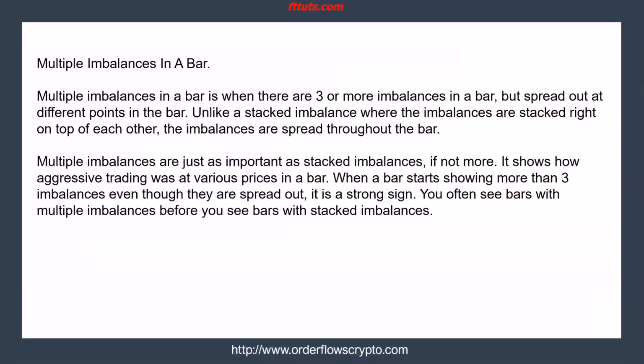So what I was just alluding to a second ago, the multiple imbalances in a bar. Multiple imbalances in a bar is when there are 3 or more imbalances in the bar, but spread out at different points in that bar, which is unlike the stacked imbalance, right? Stacked imbalances have to be stacked neatly on top of each other. Multiple imbalances in a bar are in the same direction, but spread out throughout the bar. And they're just as important as stacked imbalances. And sometimes I think they're more important because, one, everybody's looking for stacked imbalances, and they're going to overlook those bars that have multiple imbalances because they're not stacked neatly on top of each other.